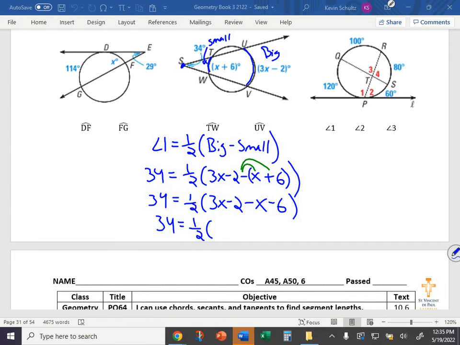34 equals 1/2 of what? What does that whole thing come out to be? Oh, 2x minus 8. 3x and a negative x is a 2x. -2 minus 6 is a -8. And I got some like terms here: 3x, negative x, -2, -6. What are my options now? Back to algebra. What are my options?